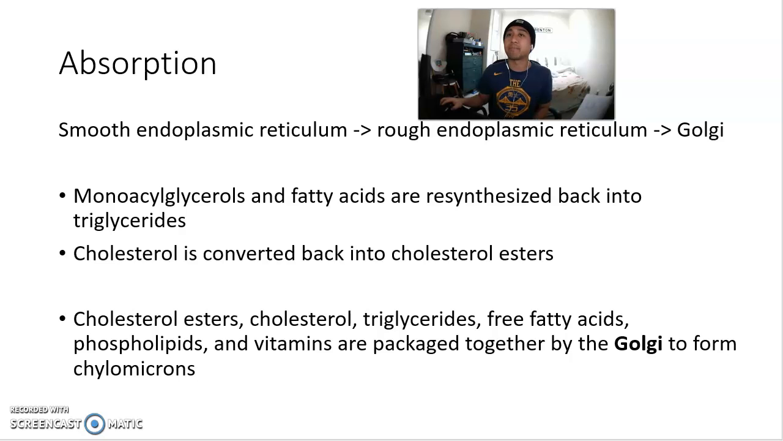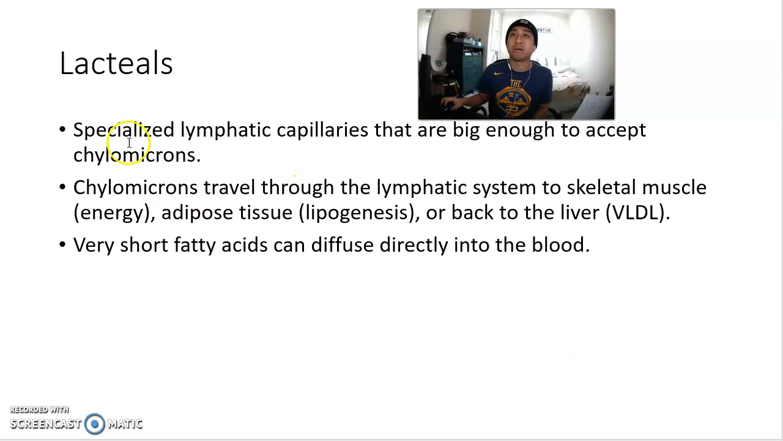So we can't forget that. And the packaged product from the Golgi will form chylomicrons that will travel through the lymphatic system and will be received by the target tissue, organ, or muscle. And that's fat absorption through the gastrointestinal tract.